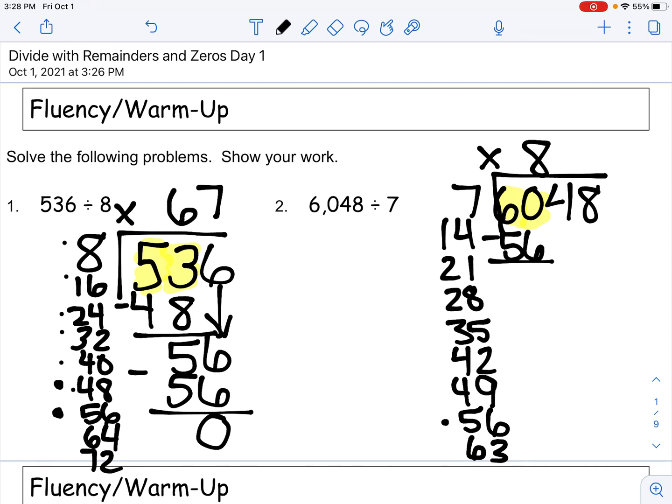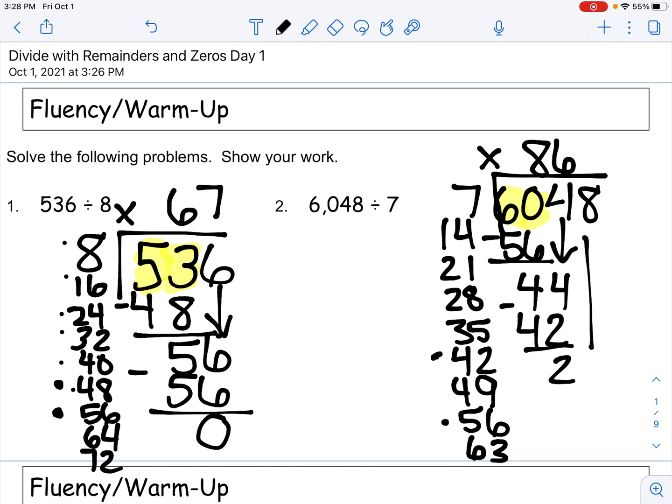Multiply. 8 times 7, 56. Subtract. 60 minus 56 is 4. Bring down, and we start over again. 44, we can get 42, which is going to put 6 groups on top. We multiply. 6 times 7 is 42. Subtract. Bring down. One more time. If we have 28, how many groups of 7 can we get? 28. So that's 4 groups on top. Multiply. 4 times 7, 28. Subtract. And we have no remainder, and there's nothing to bring down.